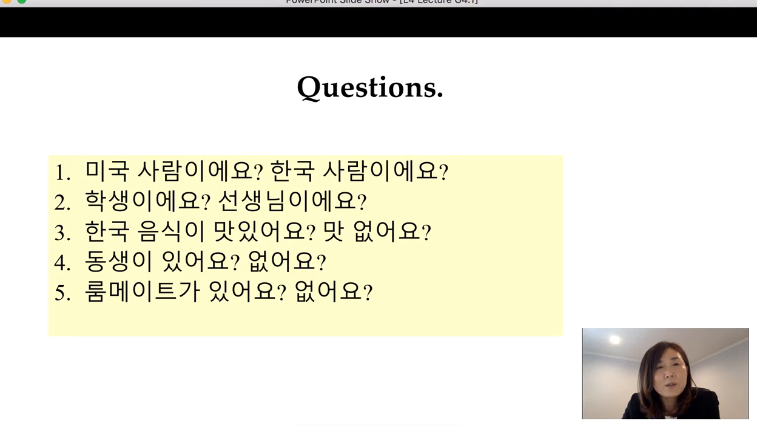Number 4. 동생이 있어요? 없어요? Number 5. 룸메이트가 있어요? 없어요?